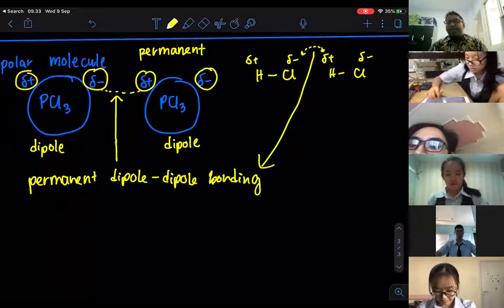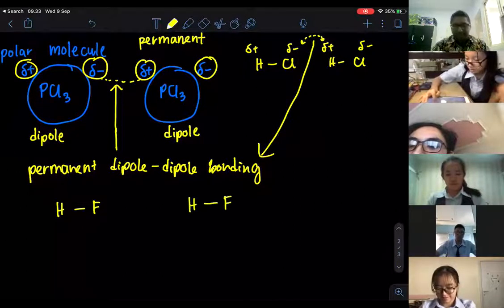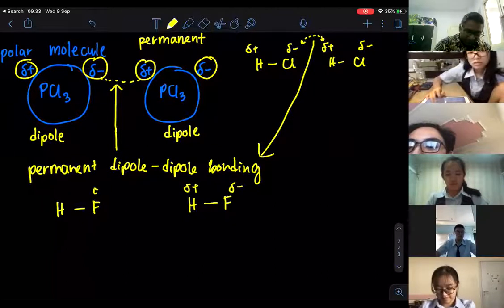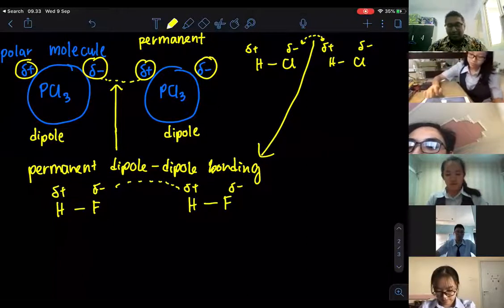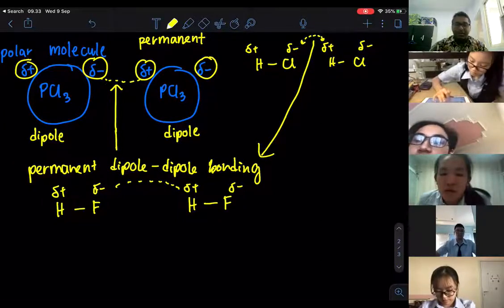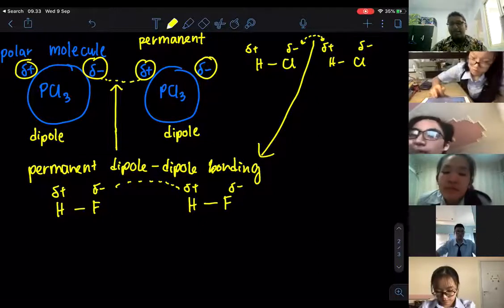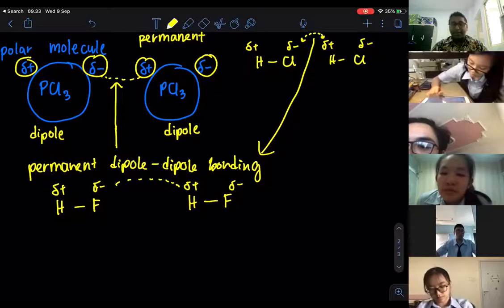Now, apart from HCl, I can give you some other examples. HF. Similar, delta negative, delta positive, delta negative, delta positive. So they are supposed to have some kind of permanent dipole bonding also. Okay, just wait for a while. So this one, they will have permanent dipole bonding as well. They are polar, so of course the positive and negative is permanent dipole bonding.